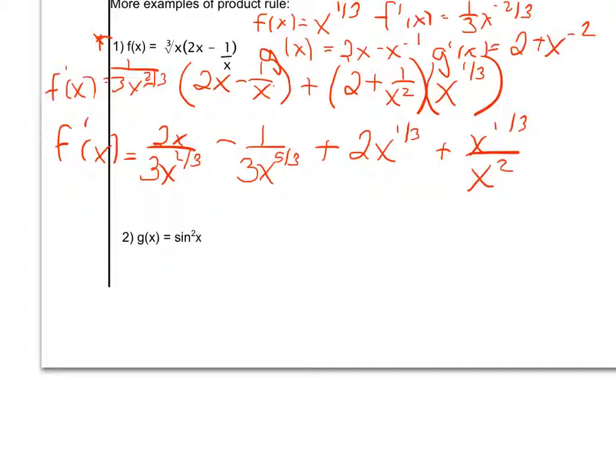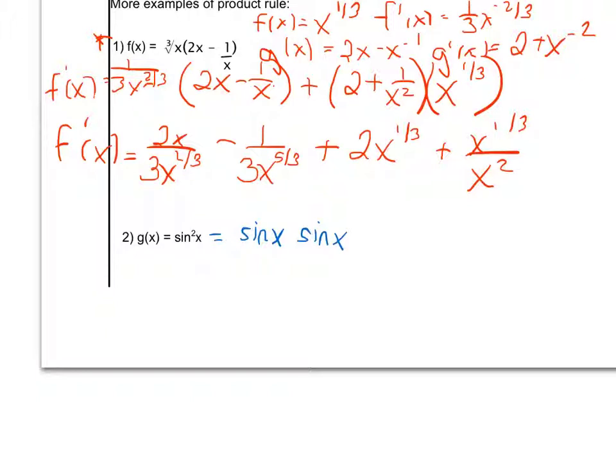So I'm going to move on to the next example. If I have g of x equals sine squared x, my first initial reaction is, how am I supposed to use the product rule with this? Maybe I can just use the power rule. I cannot use the power rule because the power rule says my exponent has to be on my variable. This exponent is on my function. Remember from pre-calc that this means sine x times sine x. So I am going to use the product rule.